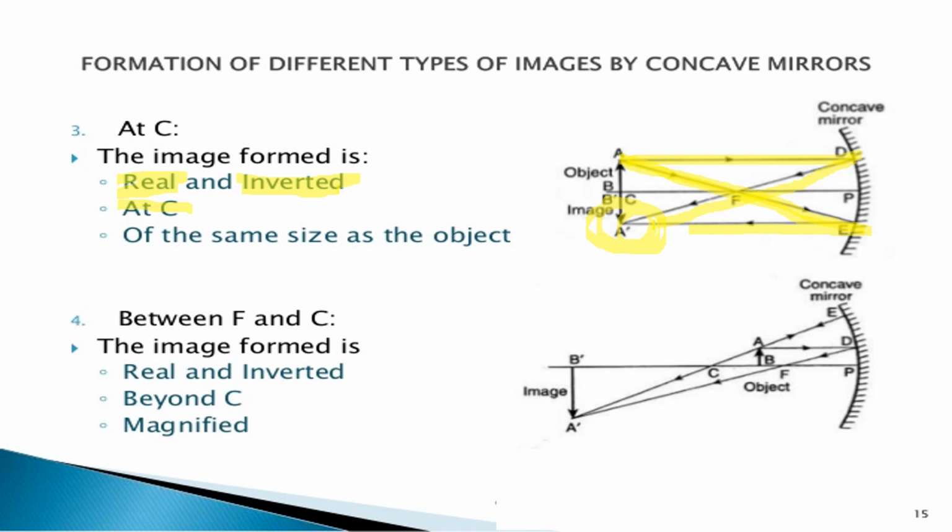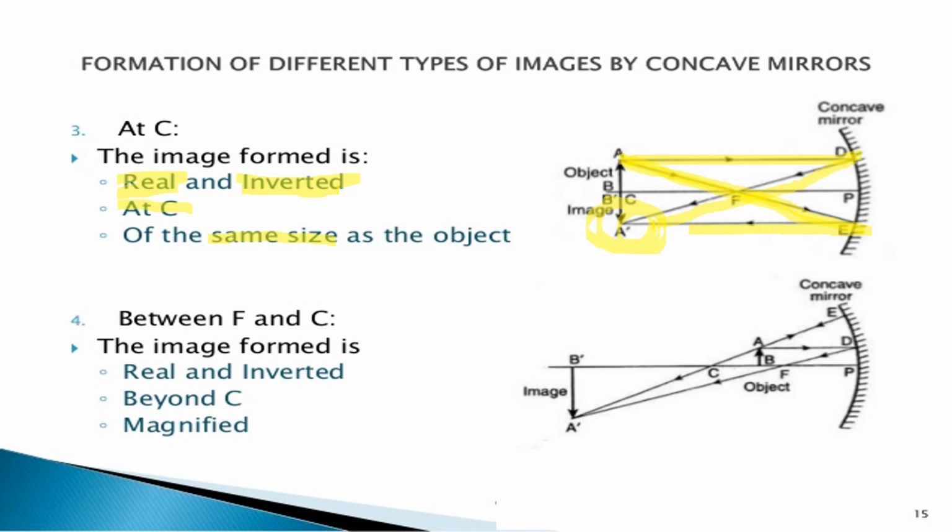Then what is the size of the image? We'll get the same size. Same sized image as the object. So when the object is taken at center of curvature, we will get a real and inverted image at center of curvature, and the size of the image is same as the object.